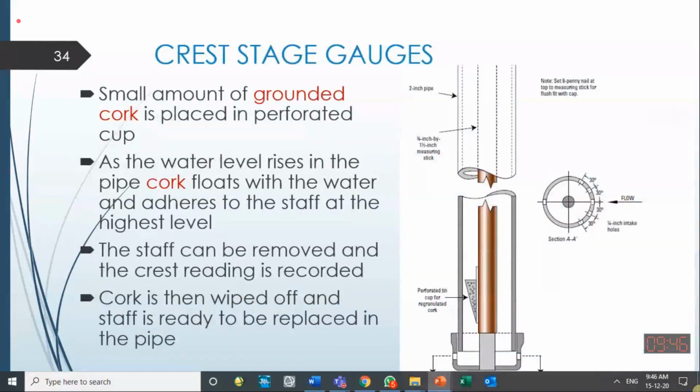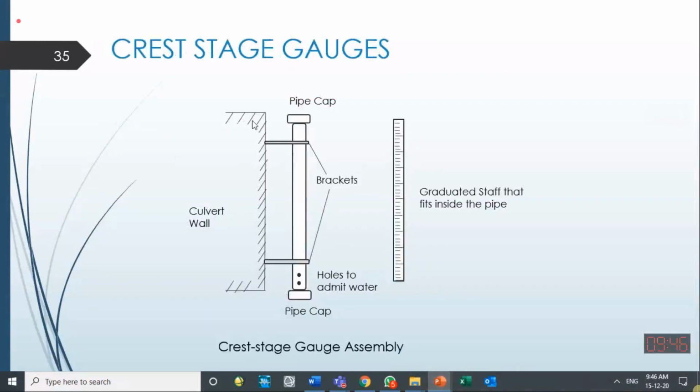Let me show you the figure of it first over here. It is simply a pipe, 2-inch diameter, with holes at the bottom from where it can get the water into it. At the bottom, there is a container which contains some light material like corks or thermofoam. So small pieces of corks or thermofoam are placed inside it. When the water level rises in this pipe, this stuff will be inside it. When the water level rises inside it, then these corks also rise upward.